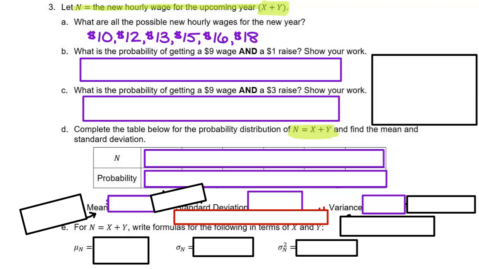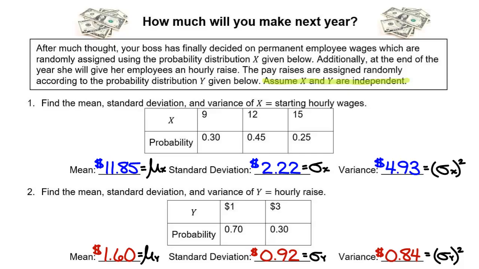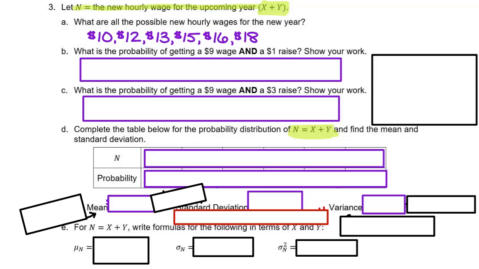What is the probability of getting a $9 wage and a $1 raise? What did we say about X and Y at the beginning? They're independent. If they are independent, and I want to calculate an intersection, an and, how do I do that? What'd you say? We don't subtract them.